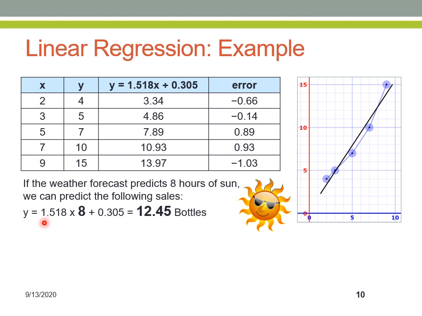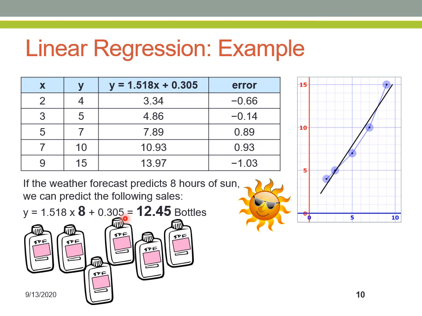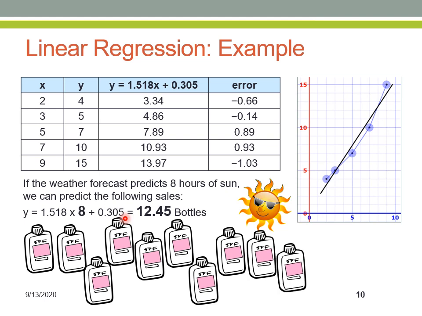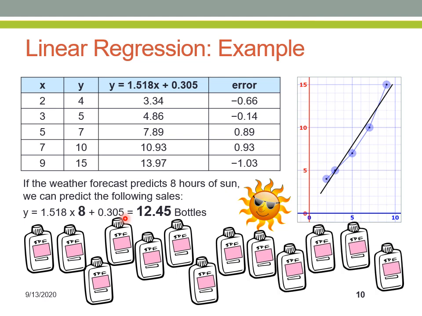We can say 1.518 times 8 plus 0.305 gives us 12.45 bottles of sunscreen that we can sell. And if we want to see this on this graph here, all we have to do is just make a line here with our 8 hours, our input attribute, and it will intersect our model line, our best fit line right here at 12.45.